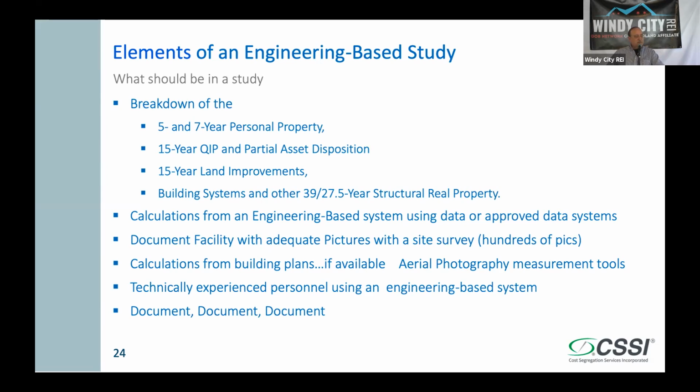So again, you can see there documentation, hundreds of photographs. We'll take a look at aerial photography. We'll take a look at the appraisal. Look at the OM, the offering memorandum that maybe the broker has for the property, any blueprints if it's available, things like that. Are there any questions online or no? Okay.